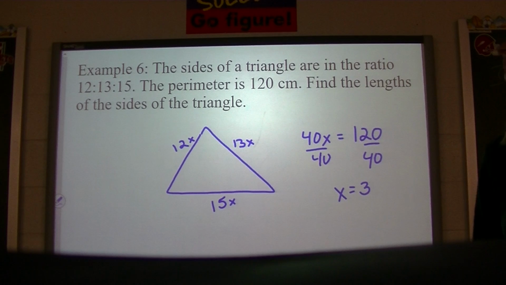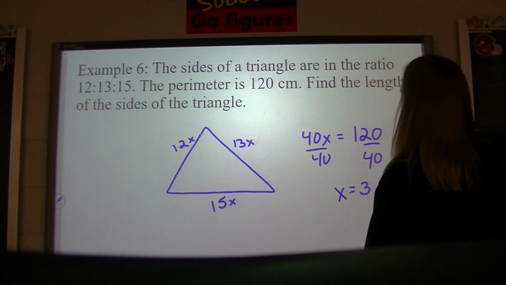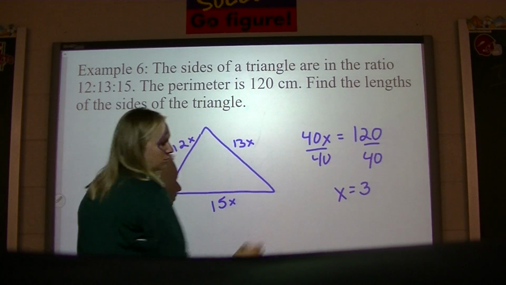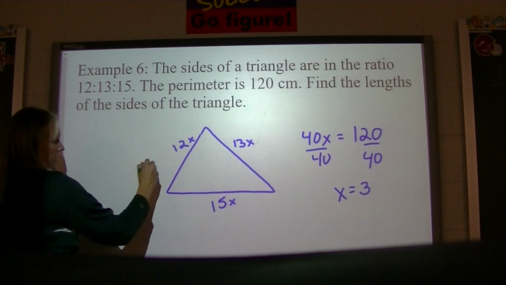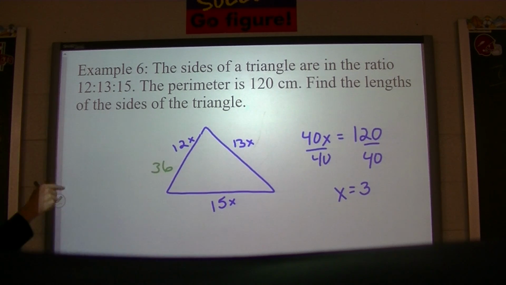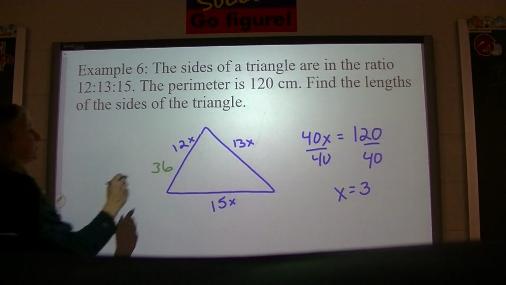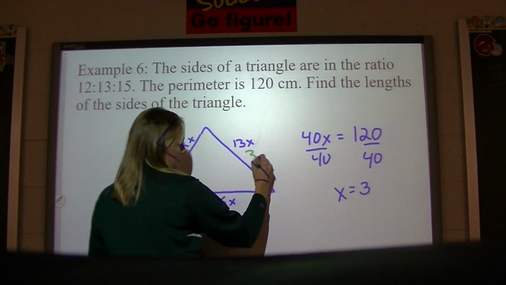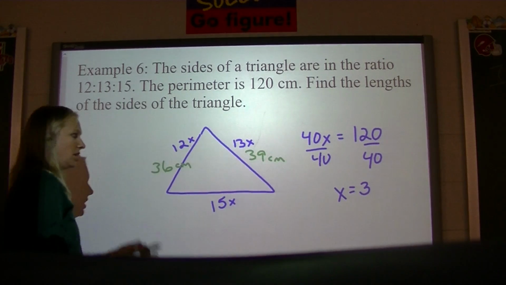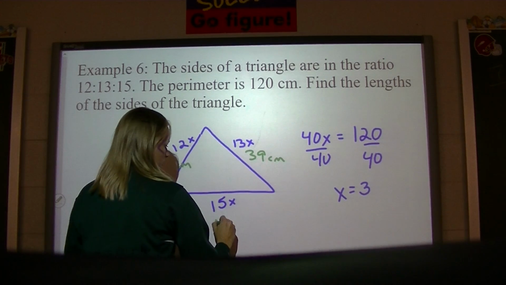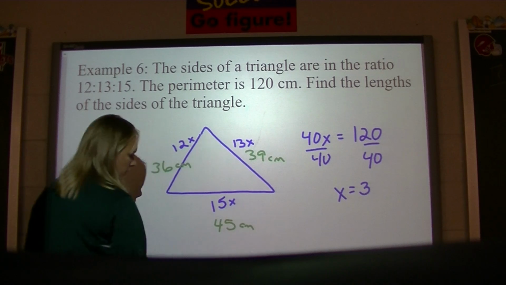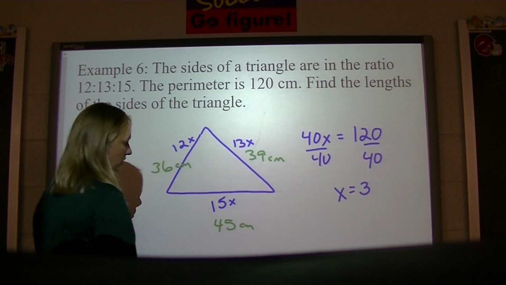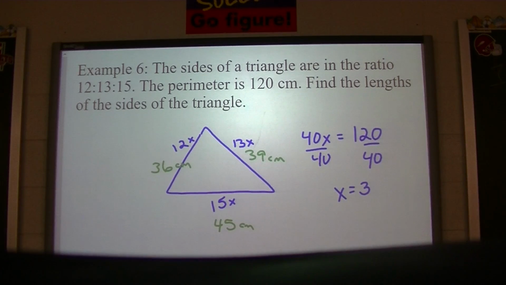No. It says find the lengths of the sides of the triangle. Since x equals 3, my length of this side is 36 because we do 12 times 3. Don't forget to label 36 centimeters. 13x, 13 times 3 is 39 centimeters, and 15 times 3 is 45 centimeters. Now you're done because we found the lengths of the sides of the triangle. Let's go ahead and look at example 7.